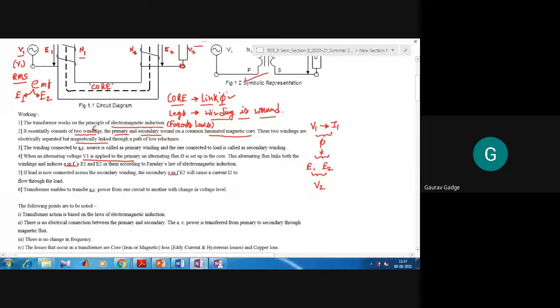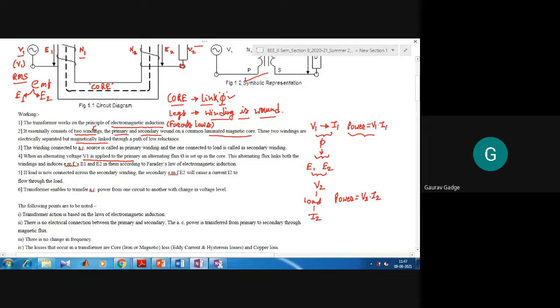And if the load is placed, यानी यहाँ पर अगर आप load connect कर देते हो, then the secondary current I2 passes through the winding. So this way, the power, now what is power? I think all of you know. Power means nothing but the product of voltage and current. So what is secondary power developed? It is V2 into I2. What is primary power developed? It is V1 into I1.